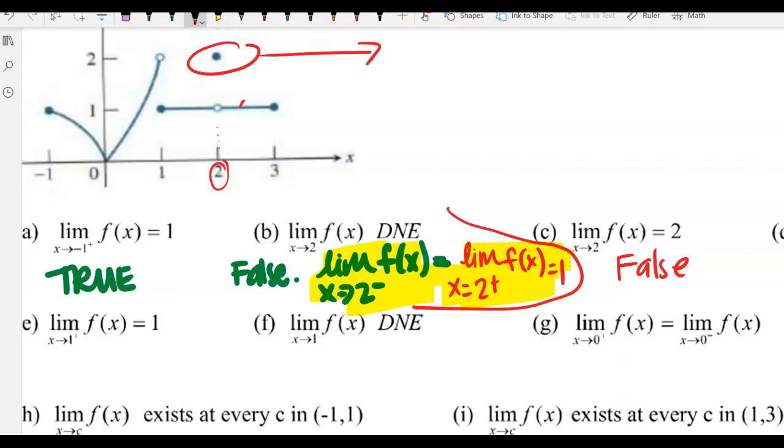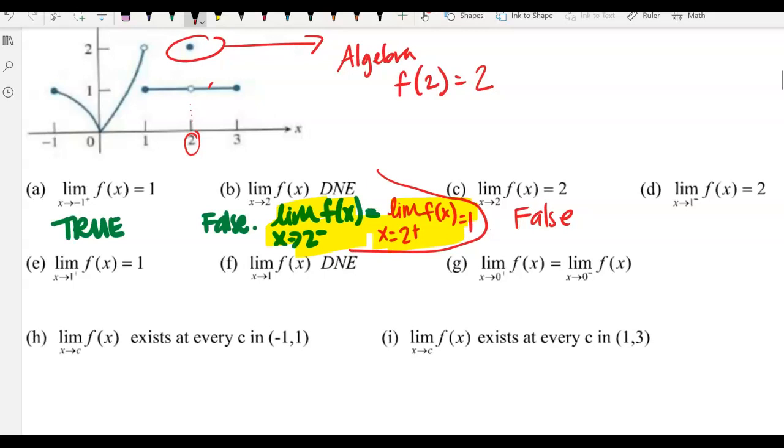It's a singular dot. It's an algebra value only. F of 2 is what? What's f of 2? 2, and that's it. That's all it's good for. Okay. All right, D for dog.